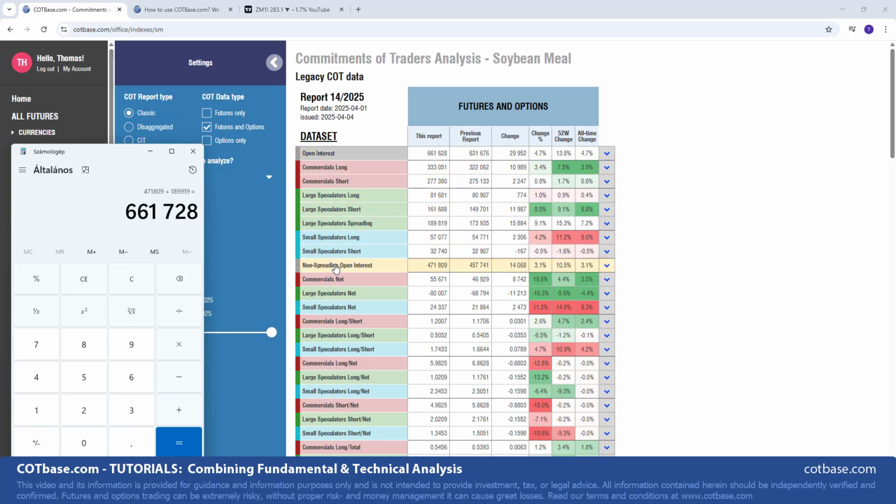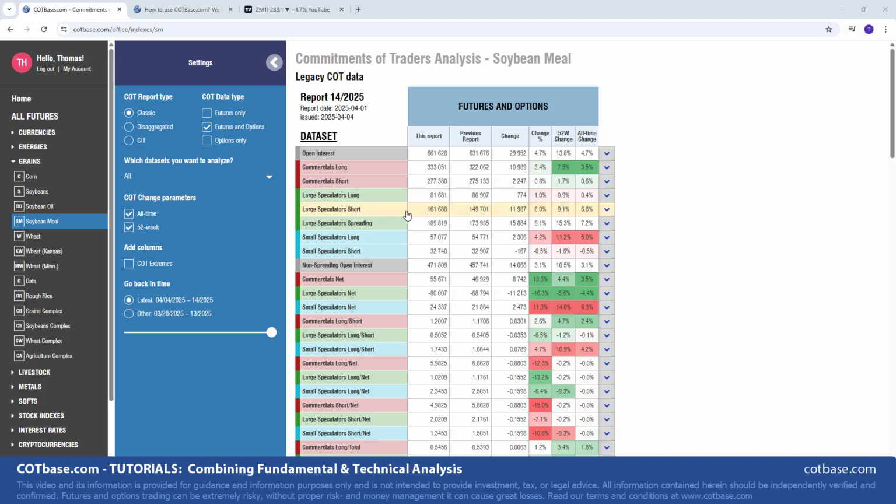My apologies. But we can do that math real quick again. 333,051 plus 81,681 plus 57,077. That gives us the non-spreading. And if we add the spreading, there we go. So the math is correct: 661,628 contracts total open interest.